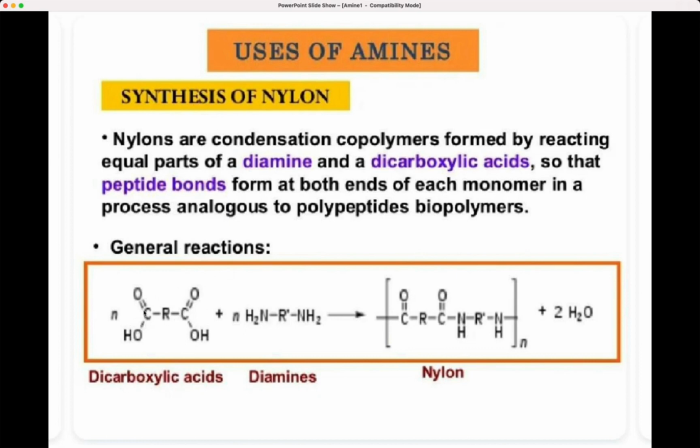Dicarboxylic acid, HOOC-R-COOH, n molecules, plus diamine, n molecules. You have to put that inside brackets. This means that the chain is continuing on either side: CO-R-CO-NH-R'-NH, plus 2H2O. So this is the structure of nylon. Just remember, don't forget, this is a very important structure.